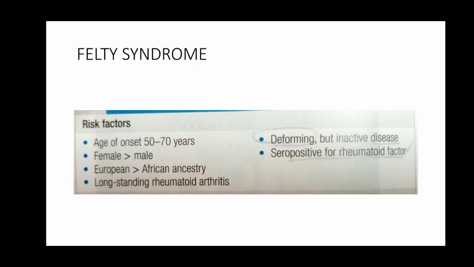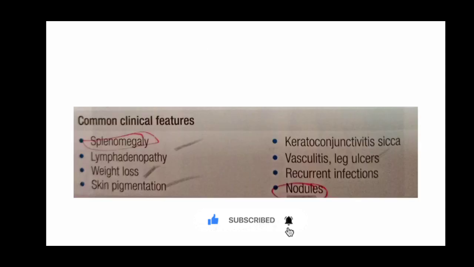And coming to the Felty syndrome, it is one of the important repeated 5-mark questions. The risk factors are onset between 50 to 70 years, most common in females, and most common in Europeans. It is long-standing rheumatoid arthritis, with deforming but inactive disease. It is seropositive for rheumatoid factor.